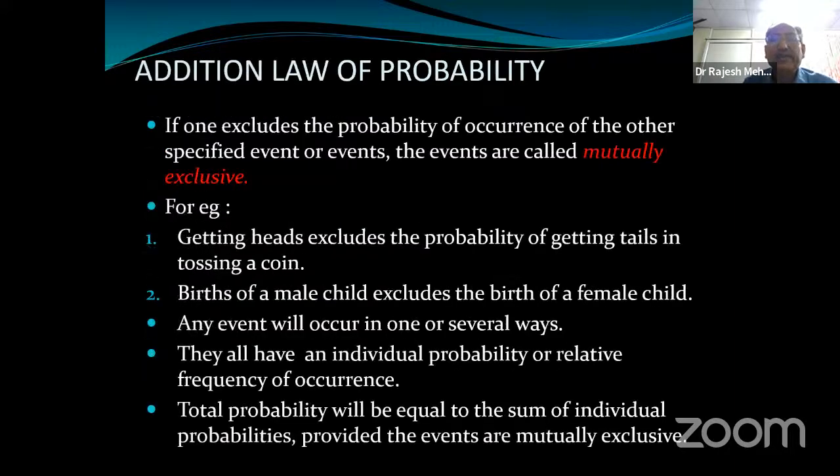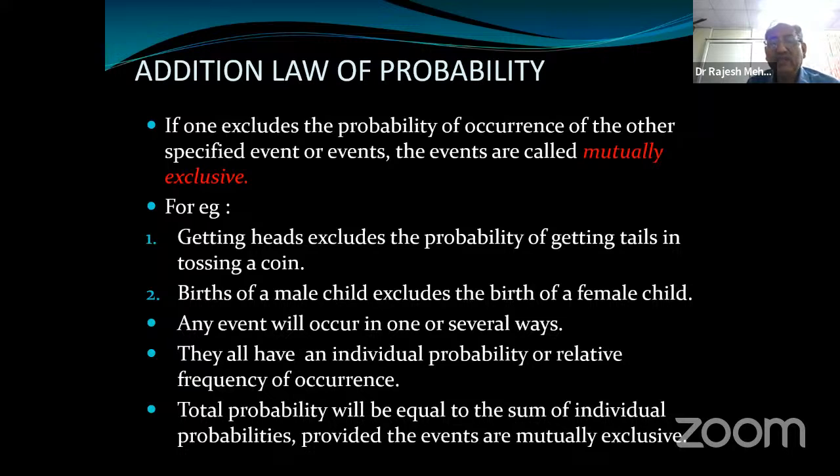Now, the addition law of probability. If one event excludes the probability of occurrence of the other specified event or events, the events are called mutually exclusive. They are not related to each other. Getting heads excludes the probability of getting tails in tossing a coin. When you toss a coin, naturally it will be either head or tail. They are mutually exclusive events. Birth of a male child excludes the birth of a female child.